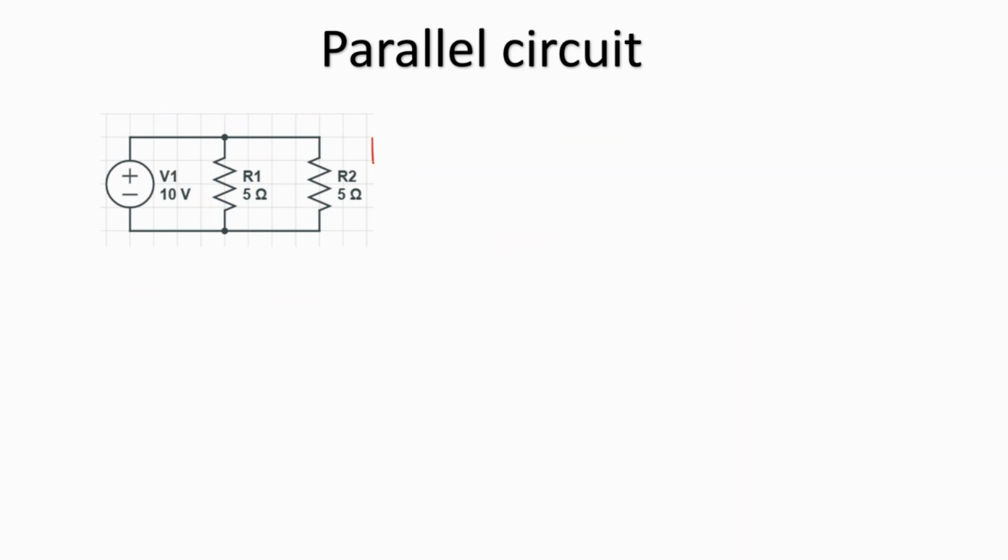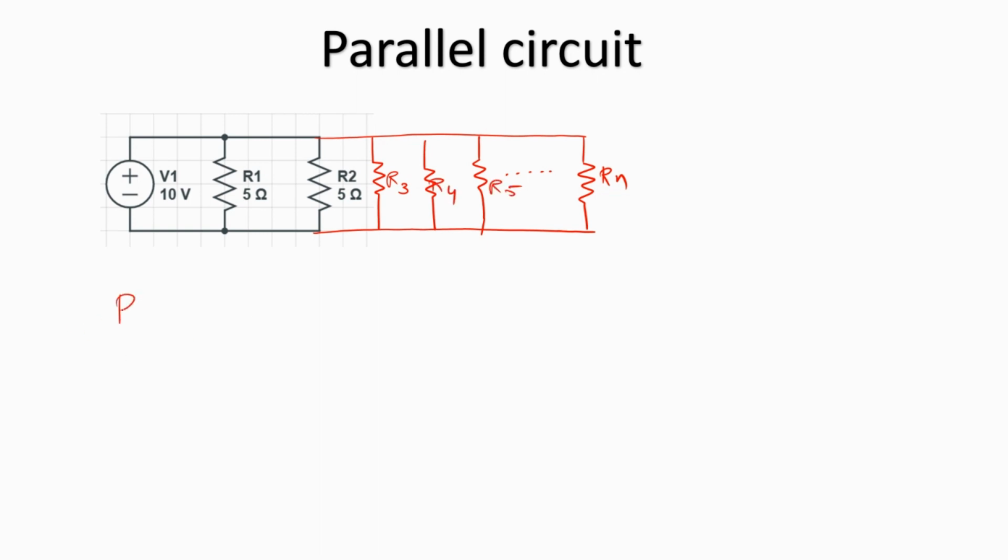Now if we had more resistors connected in parallel, so say R3, R4, R5 and so on up to some Rn, I can still find the equivalent resistance of this circuit applying the same formula. So the formula will just be extended. How would it look? R equivalent will be given by 1 by R1 plus 1 by R2 plus 1 by R3 and so on up to 1 by Rn, the whole inverse.